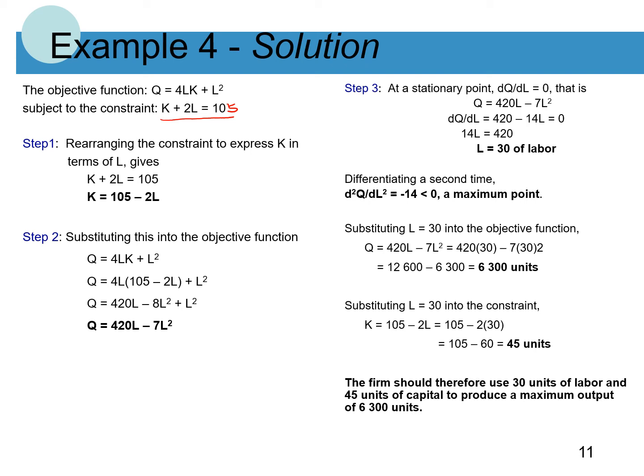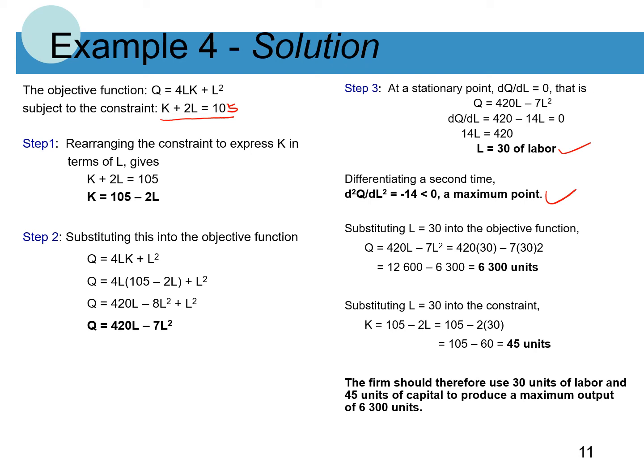Therefore, at step 3, at the stationary point, dQ over dL is equal to 0. Then we differentiate Q with respect to L. Therefore, dQ over dL is equal to 420 minus 14L. Then L is equal to 30. Okay. Then we differentiate a second time. Therefore, we have d²Q over dL², that is equal to -14, and it is less than 0. Then here we prove that this L is actually a maximum point.